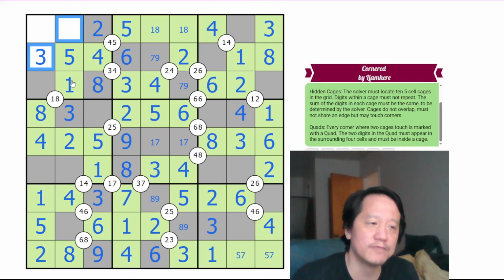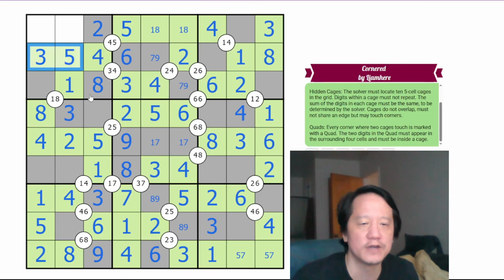And we don't have 1, 9 available. We don't have 4, 6 available. We don't have 2, 8 available. It must be 3 and 7. Therefore, this is part of the cage, and we know 7 has to be. So one of these is 7. We don't know which.